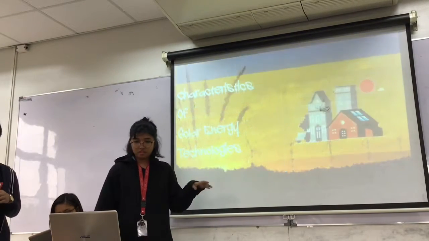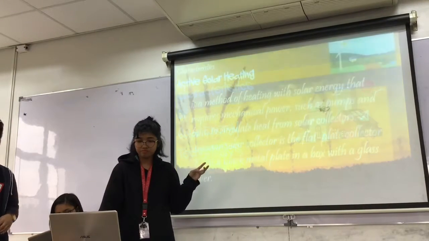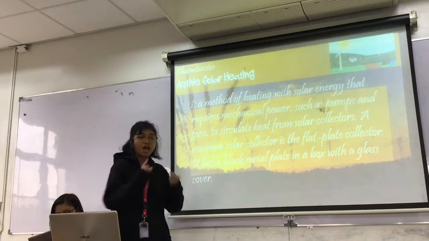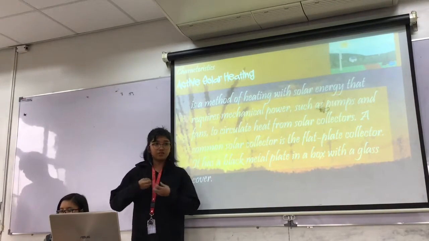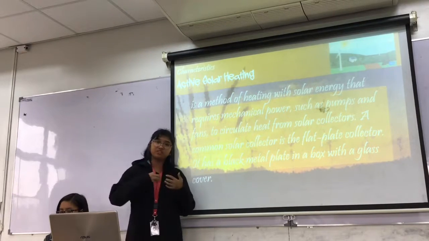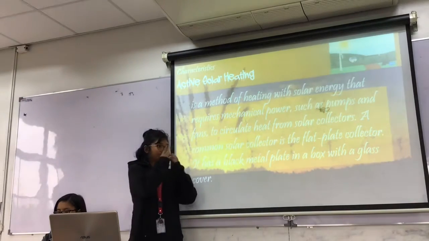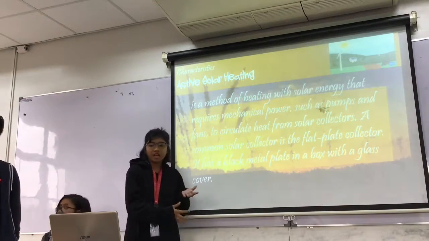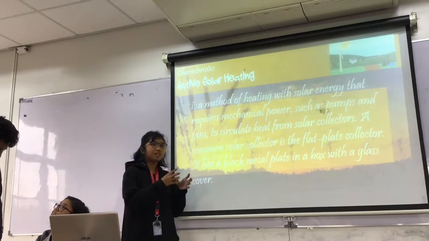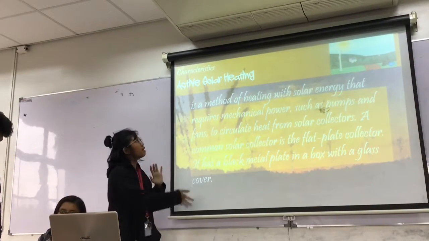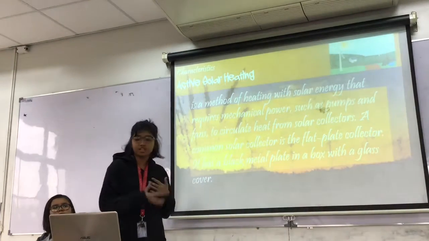And solar energy has two characteristics. First is active solar heating. Active solar heating, ito yung method na it requires mechanical power. It requires mechanism. It requires machines to work. And isa sa pinaka-major na ingredient para gumana yung active solar heating is the photovoltaic cells.